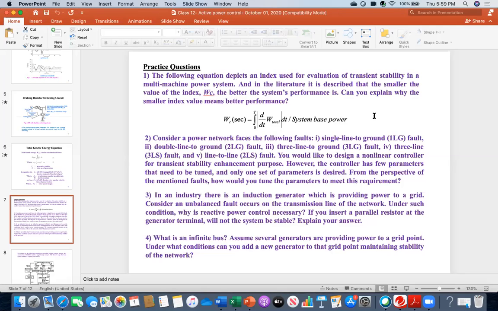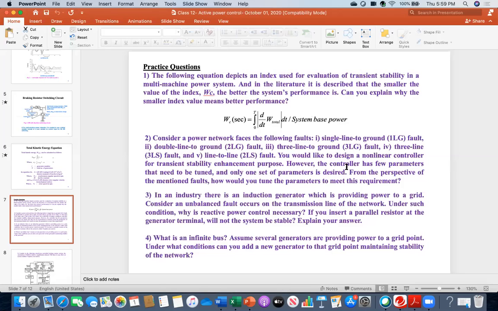Everybody, could you follow me? Yes, Dr. Ali, I got it now. Yes. So this is just by looking at the equation: the lower or smaller the value, the better the system's performance.